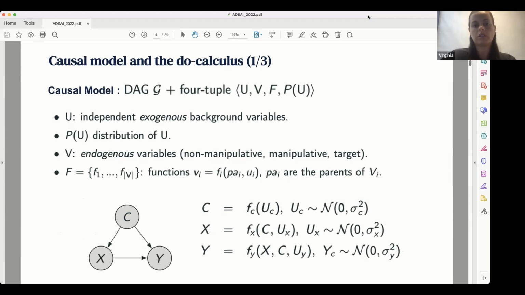A structural causal model is given by a four-tuple where we have exogenous background variables U, endogenous variables V, a set of functions mapping each node and exogenous factors to its children, and a probability distribution for the exogenous variables, P of U. For instance, in the causal graph that you see here, X, Y, and Z, we have an associated structural causal model on the right, where, for example, each variable, let's say X, is a functional transformation f of X of its parent C and the exogenous factor Ux, where Ux is assumed in this case to be normally distributed with mean 0 and variance sigma squared X.